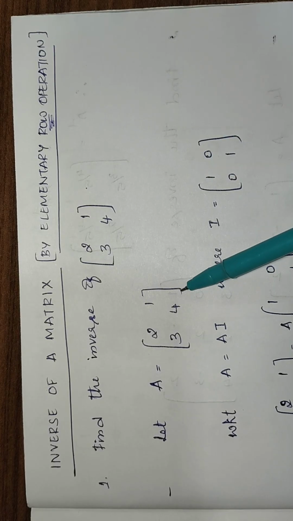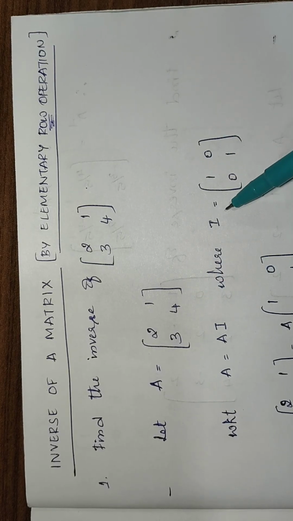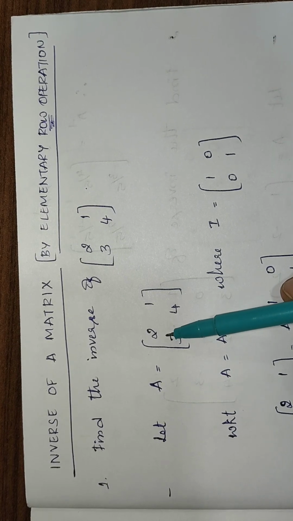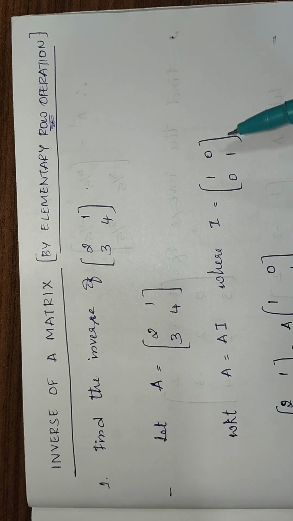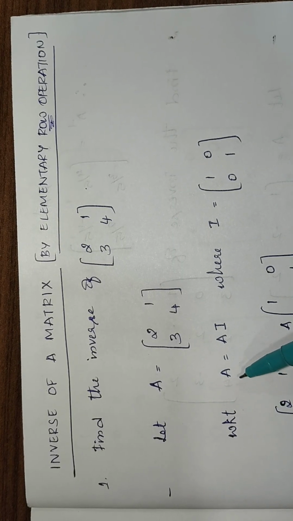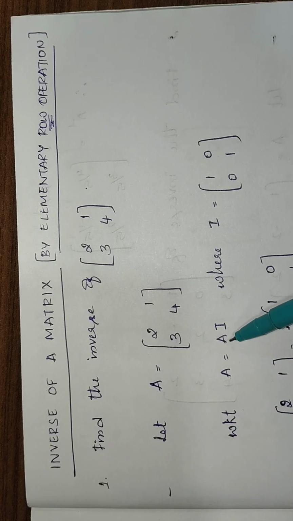If it is of order 3 cross 3, then the identity matrix will be of order 3 cross 3: 1 0 0, 0 1 0, 0 0 1. It means if you multiply this A with this identity matrix 1 0 0 1, you get back this A. So we know that A is equal to A into I.